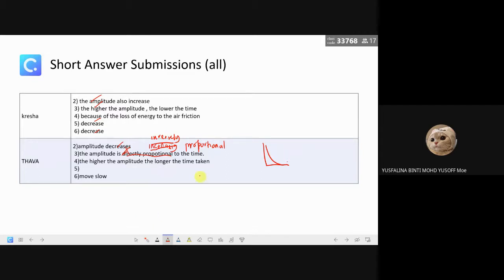The higher the amplitude, the longer the time taken? No. You see the graph. The amplitude becomes smaller, right? You can see the amplitude decreases. So the longer the time taken, so this is actually the time, right? When the time increases, the amplitude will decrease and it will not move slowly. After some time it will stop, because all the energy has been used up to overcome the air friction, right?